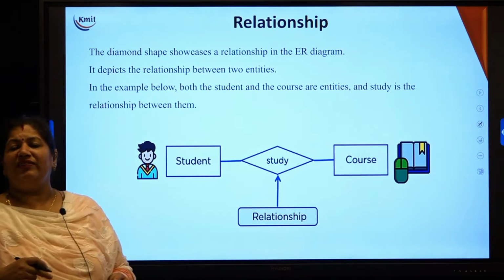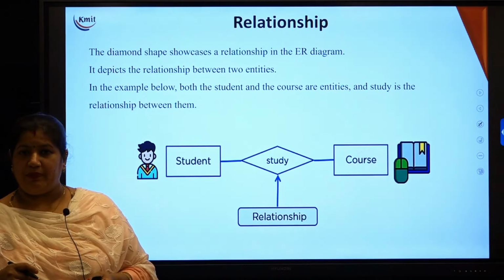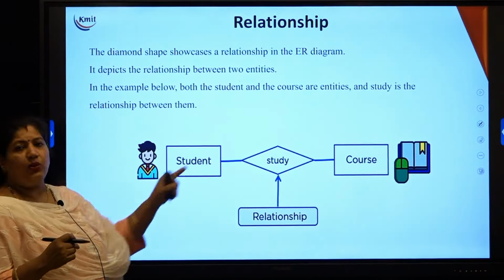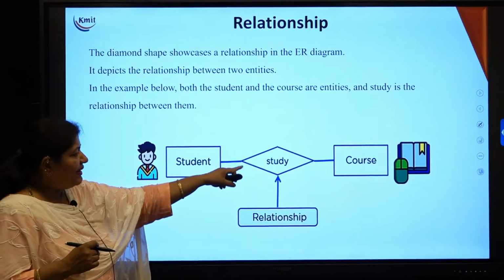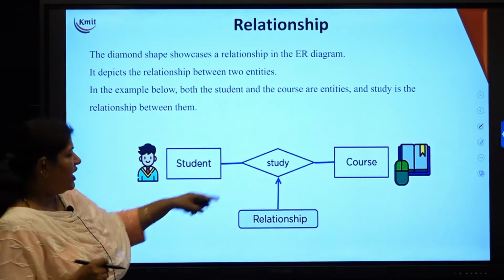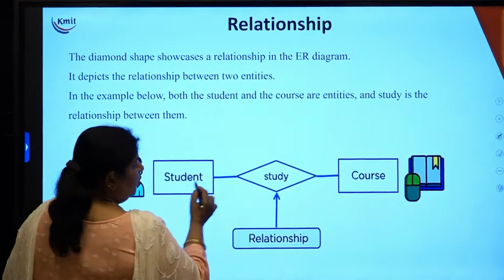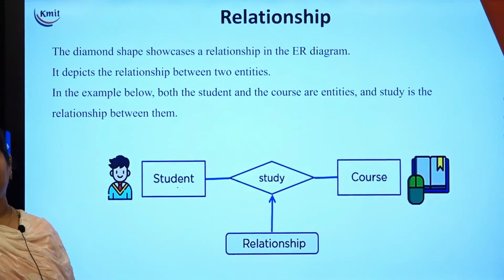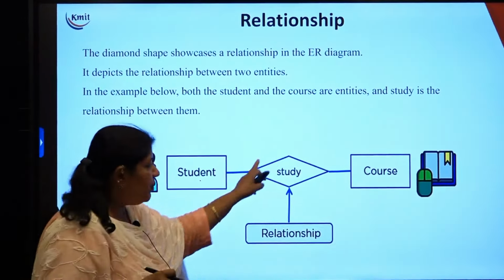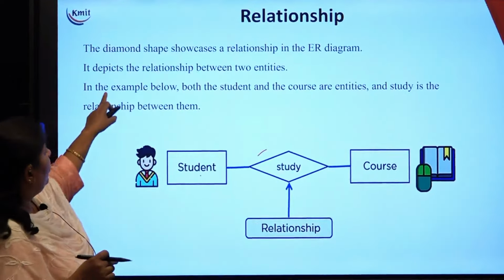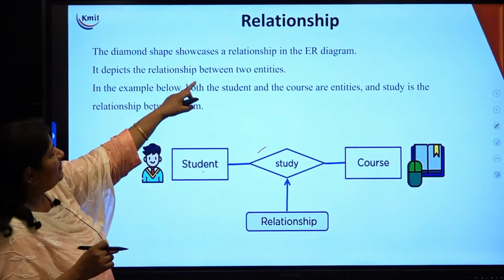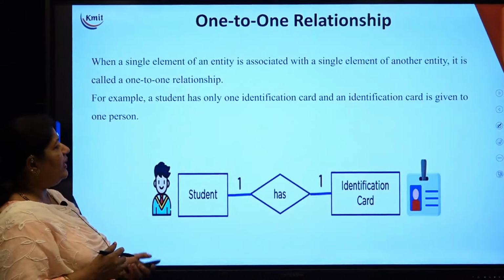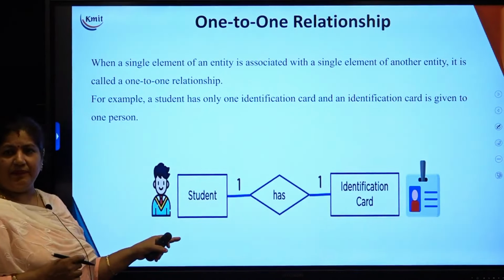Coming to the next concept called relationship. The relationship is the association between two entities, which is represented using a diamond shape. Student is related to course because he studies that course. So the relationship is studying. The diamond shape showcases the relationship and depicts the association between the two entities.